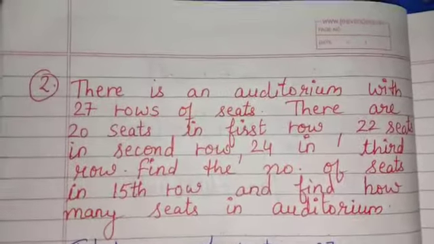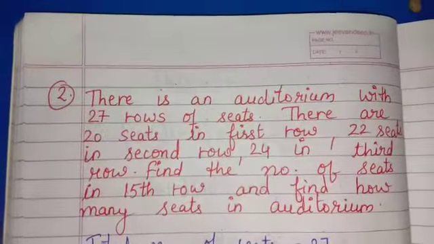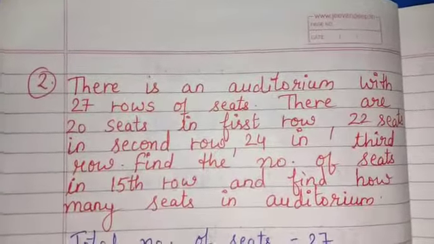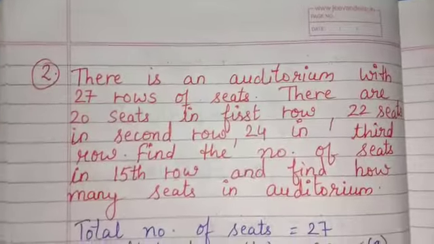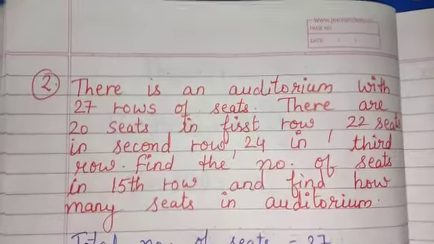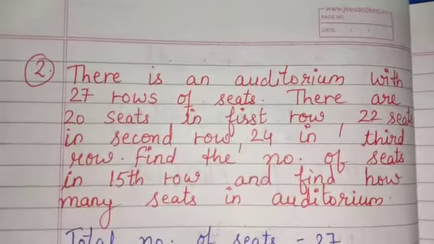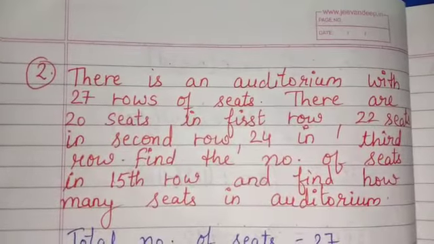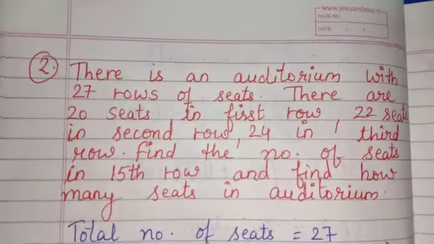See here, one more question. There is an auditorium with 27 rows of seats. There are 20 seats in the first row, 22 in the second and 24 in the third row. Find the number of seats in the 15th row and find how many seats there are in the auditorium, right?